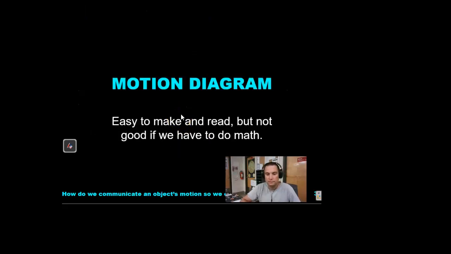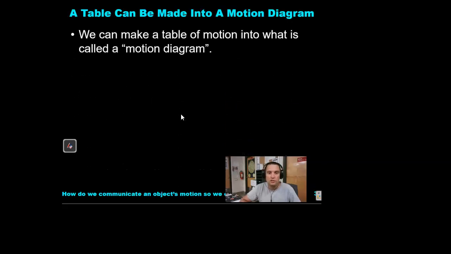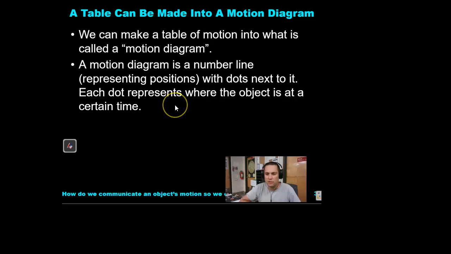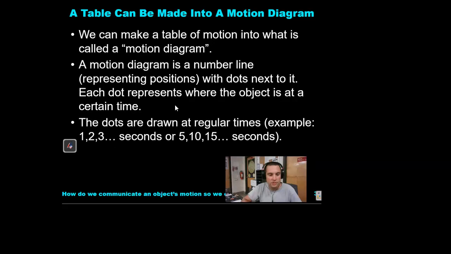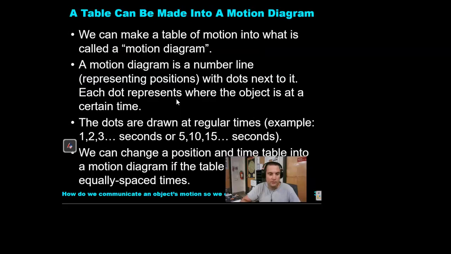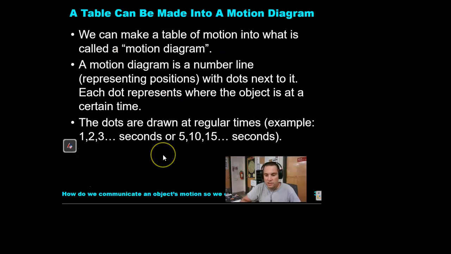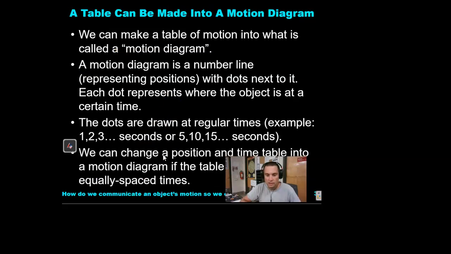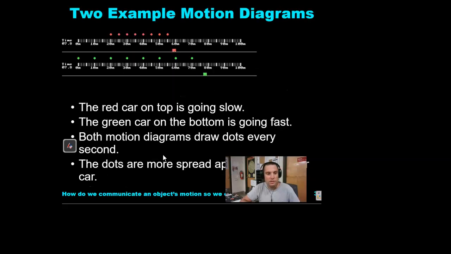Motion diagram: easy to make and read, but not good if we have to do math. We've seen motion diagrams, those little dots. It's kind of like a strobe light effect. We can make a table of motion into what is called a motion diagram. A motion diagram is a number line with dots next to it. Each dot represents the object at certain times. The dots are drawn at regular time intervals, 1, 2, 3, 5, 10, 15, whatever, as long as it's regular. We can change a position and time table into a motion diagram if the table has equally spaced times.